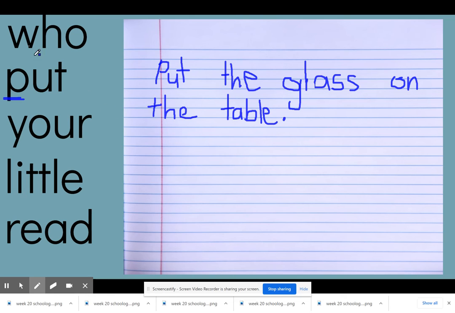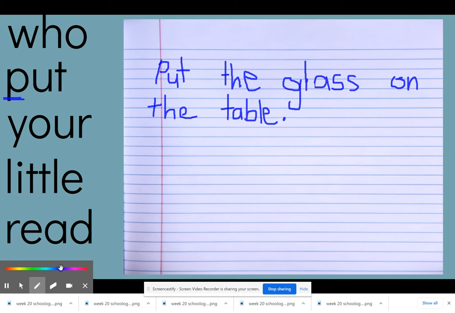Read? So read is one of our words over here. So let's see which one looks like read. Read. So you just copy the word read. So you have so far, did you read the? Okay, and then our last word is the word book.